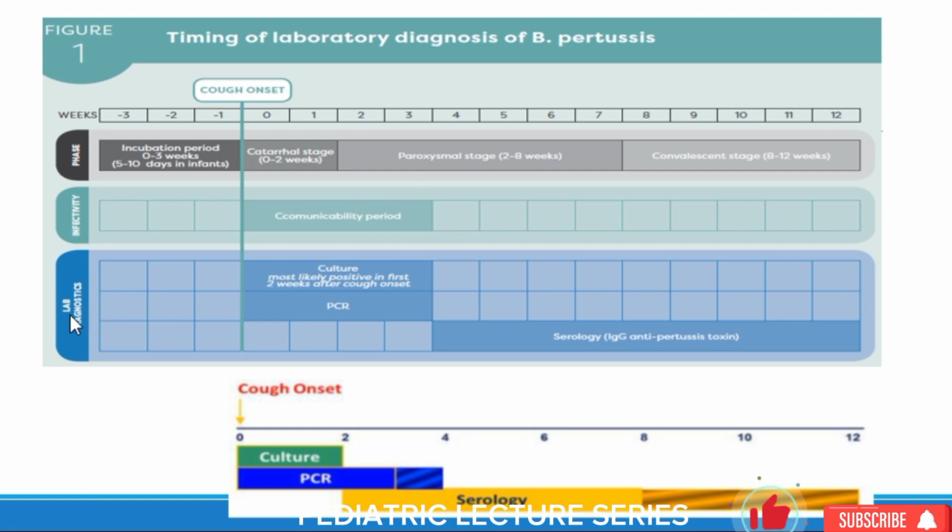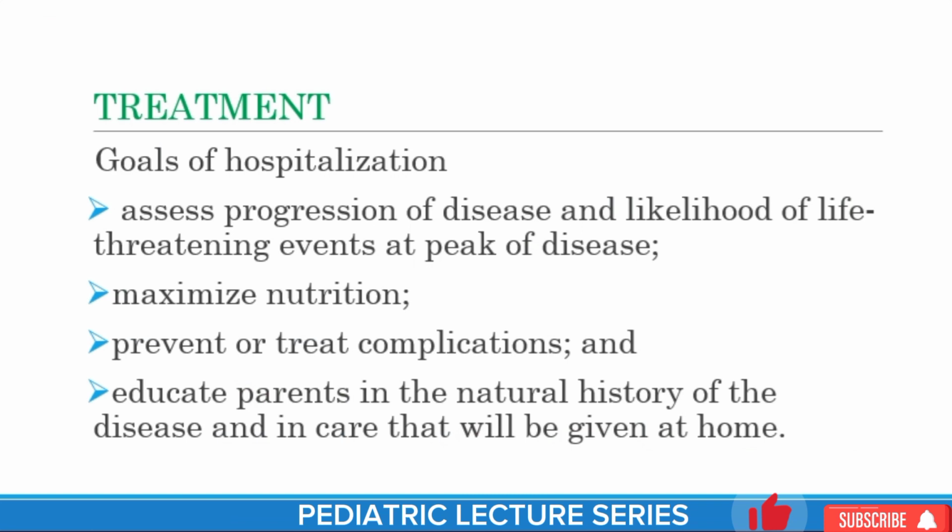Then you have lab diagnosis. From the onset of cough, you can use both PCR and culture up to around the 4th week. From the 4th week onwards, it's preferable to use serology. So how do you treat?